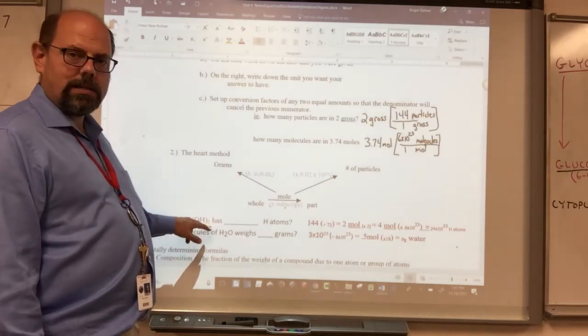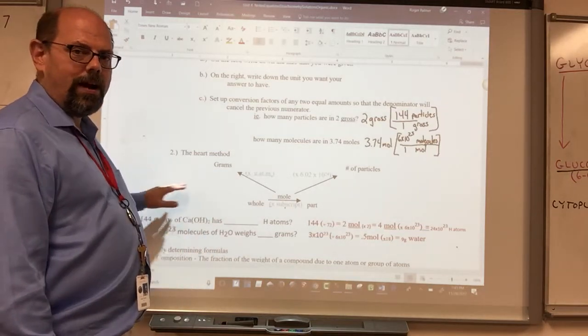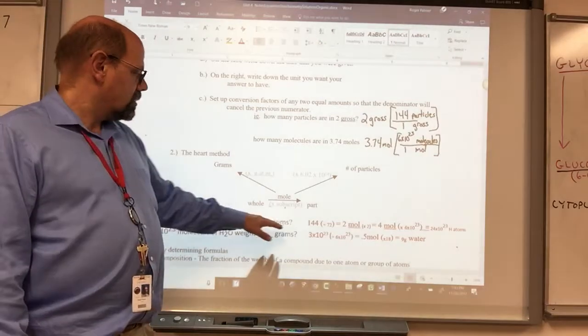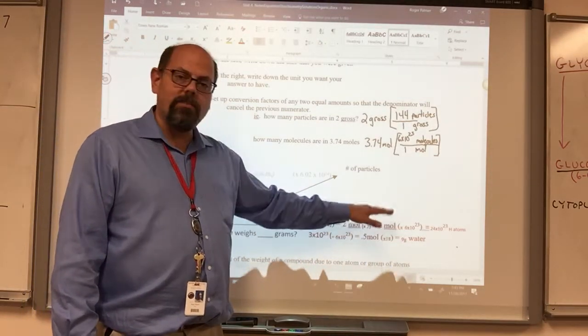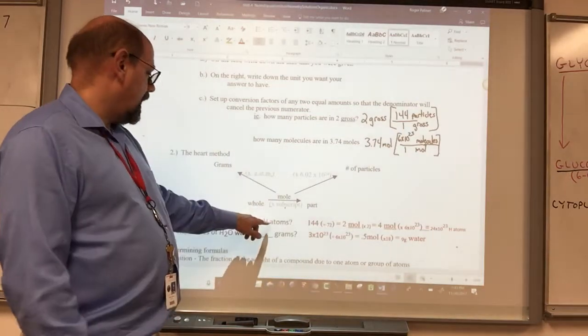This one only has 1 on the outside. That means there's twice as many hydrogens for every calcium hydroxide you have. So I'm going to multiply that by 2. So 2 moles of calcium hydroxide times 2 gives me 4 moles of hydrogen atoms.